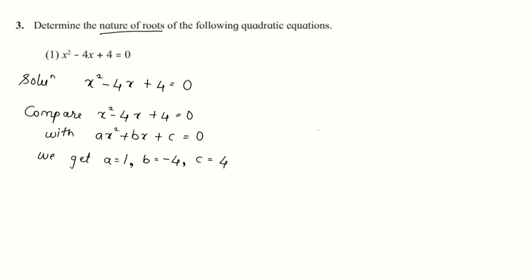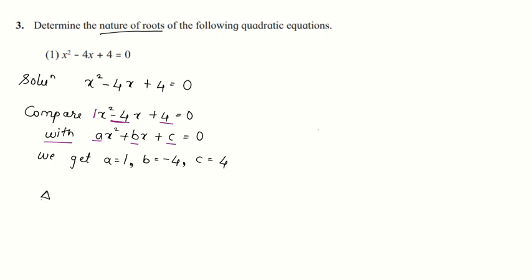So the first thing that we will do is compare the given equation with ax square plus bx plus c is equal to 0, and with the help of this we will get the value of a as 1, b as minus 4, as it is a minus sign in the equation, therefore b will be minus 4, and c is equal to 4. Okay, again we need to find the value of delta over here, which is b square minus 4ac.